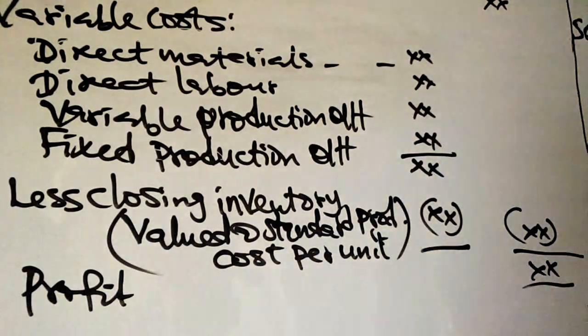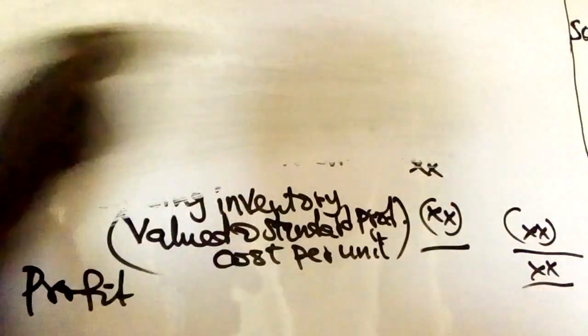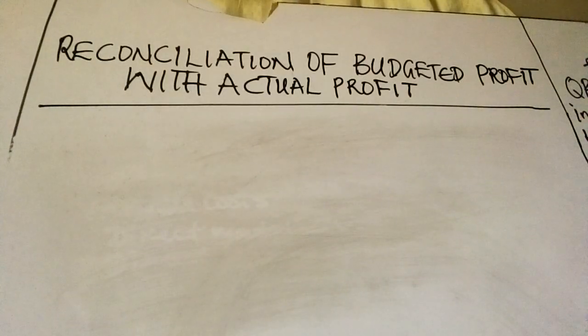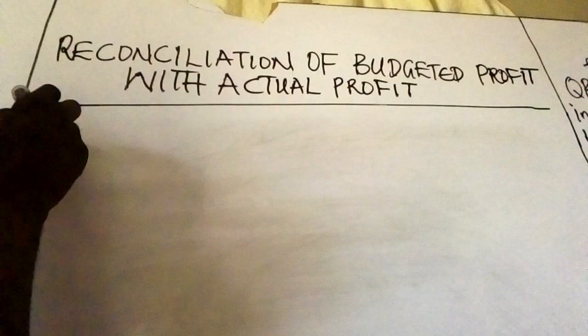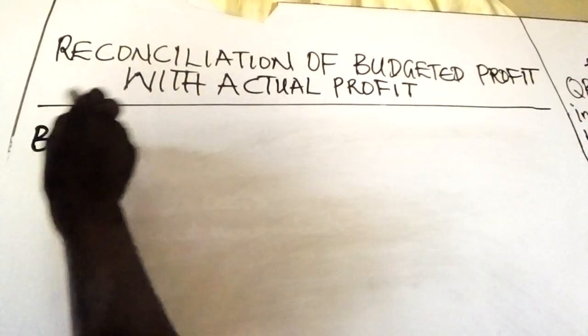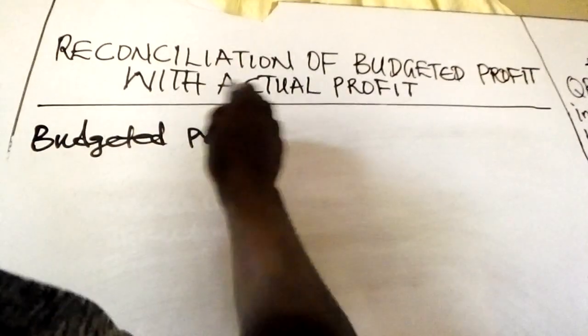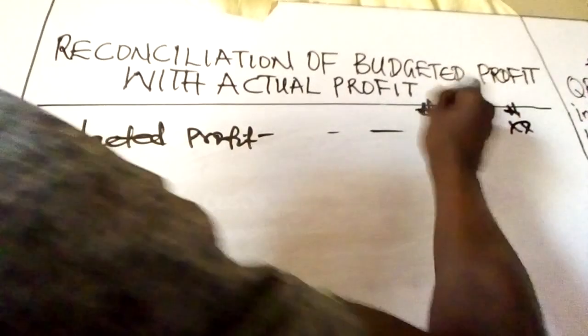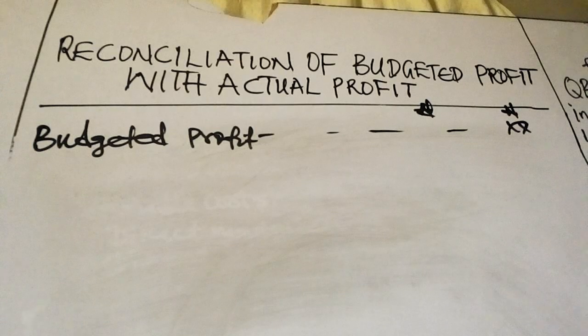So our focus is the reconciliation of the budgeted profit with actual profit. Before your budgeted profit will be reconciled with actual profit, you must have calculated all the necessary variances. So all necessary variances will have been calculated. So you start with your budgeted profit. This may be given, and if it is not given, then you calculate it. Your budgeted profit.